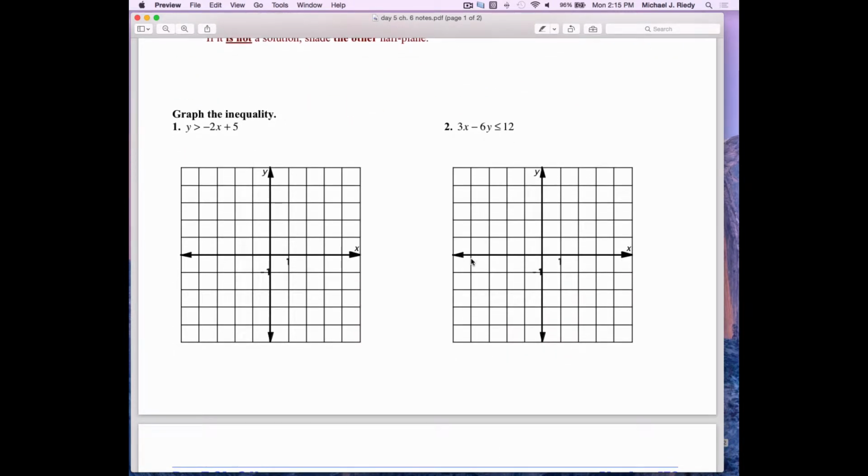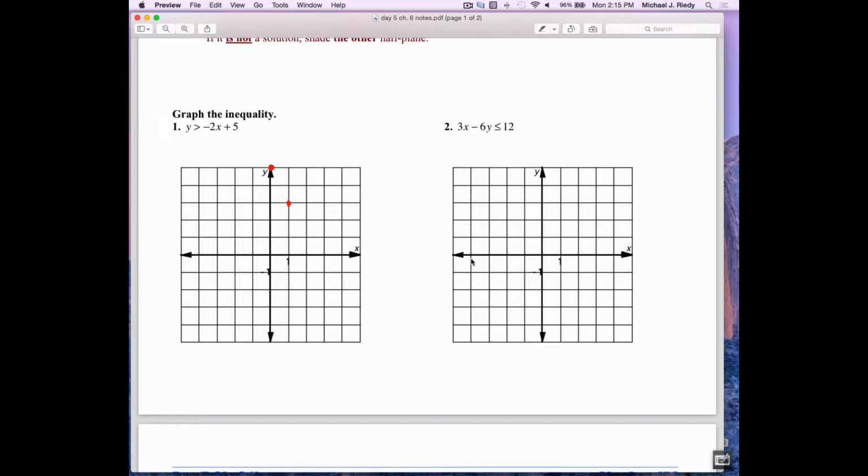Graphing inequalities. All you need to do is graph the line first. So instead of an inequality, consider it a line. What can you tell me about that line? The y-intercept is 5. Good. 1, 2, 3, 4, 5. And the slope is down 2 over 1.